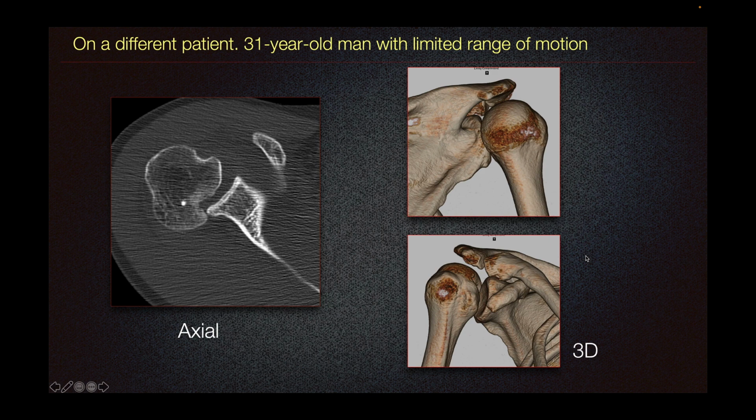This is in a different patient who has a locked posterior dislocation of the shoulder. We can see that the humeral head is perched on the posterior aspect of the glenoid. CT with 3D reconstruction is increasingly being used for estimation of the size of a bony Bankart lesion as a percentage of the surface area, or assessing the relationship of the humeral head to the glenoid, such as in this case.